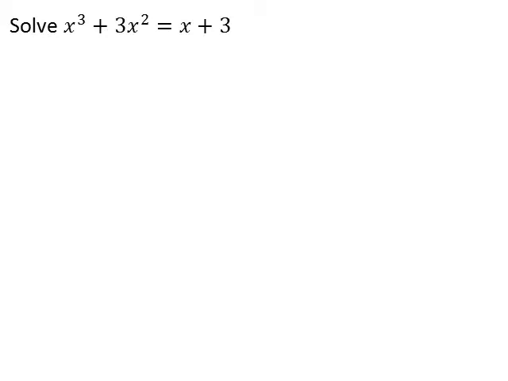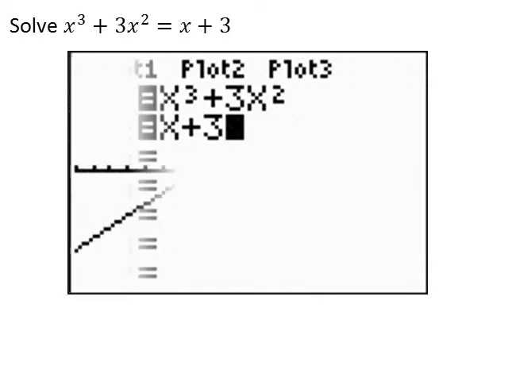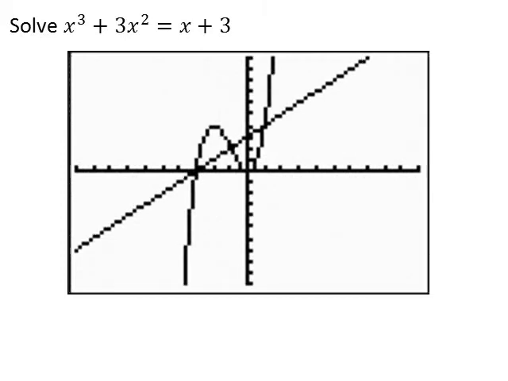What we do is you take the part on the left side of the equal sign, make that y1, and take the part on the right hand side of the equal sign and make that y2. So you have x to the third plus 3x squared and x plus 3. Then you graph that, and where those lines cross are your potential answers. You can see that these lines cross in 3 different places, so you have to give me 3 answers.